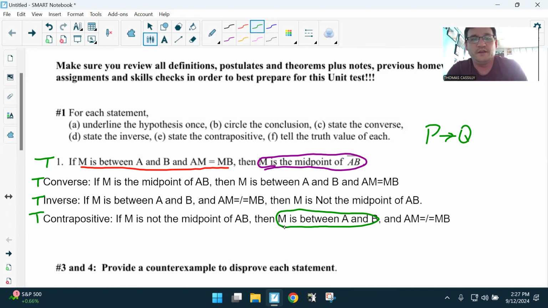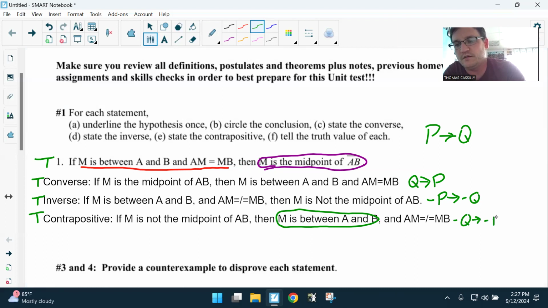So again, the original conditional is P arrow Q. The converse is Q arrow P. The inverse is where you keep the same order, not P arrow not Q. All right, and these are always of the original statement. And the last one, the contrapositive, you flip them both, you negate them both. All right, so not Q implies not P.